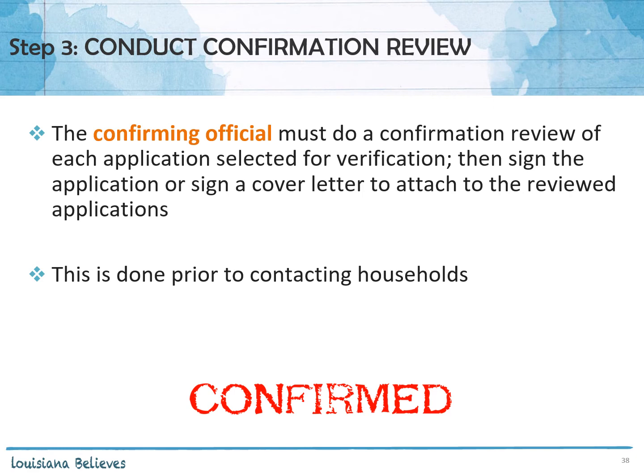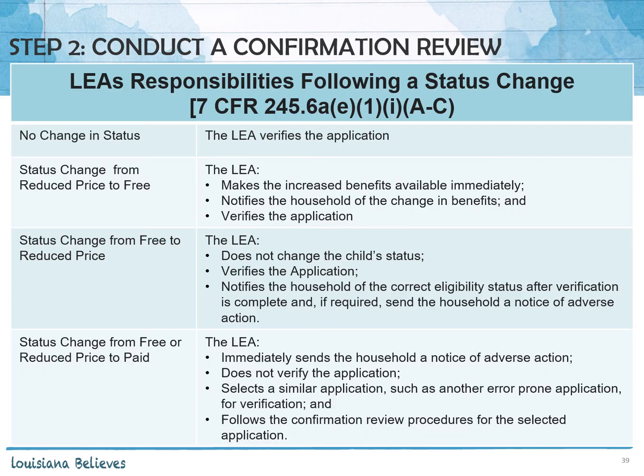After the confirming official has completed a confirmation review of each application selected for verification, they then sign the application or sign a cover letter to attach to the reviewed applications. This is done prior to contacting households. Here's an overview of the LEA's responsibilities following a status change as the result of a confirmation review. We will discuss procedures if there is no change in status, a status change from reduced price to free, a status change from free to reduced price, or if there is a status change from free or reduced price to paid on the following slides.